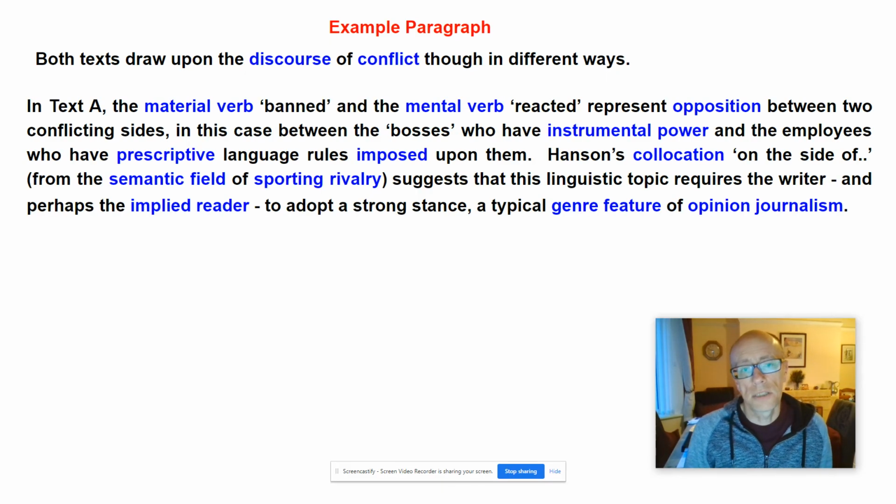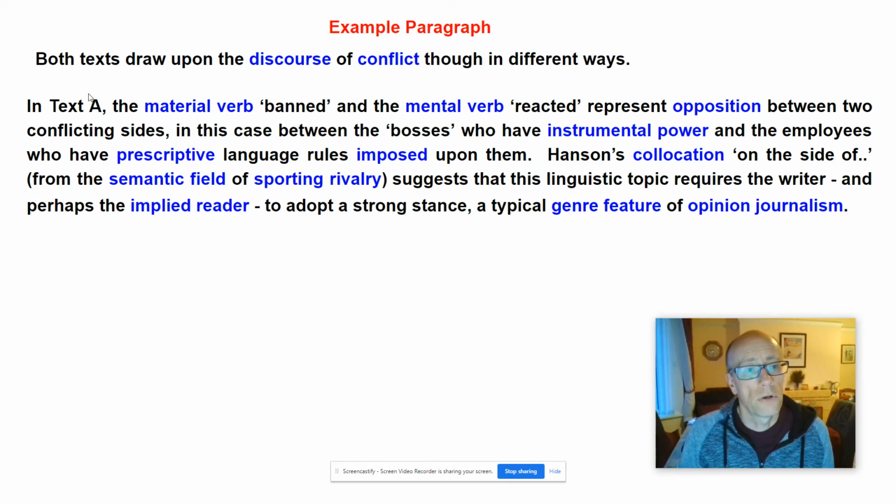In text A, the material verb banned and the mental verb reacted represent opposition between two conflicting sides. In this case, between the bosses, who have instrumental power, and the employees who have prescriptive language rules imposed upon them. Hanson's collocation on the side of, from the semantic field of sporting rivalry, suggests that this linguistic topic requires the writer, and perhaps the implied reader, to adopt a strong stance, a typical genre feature of opinion journalism.